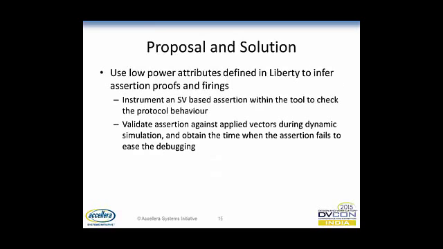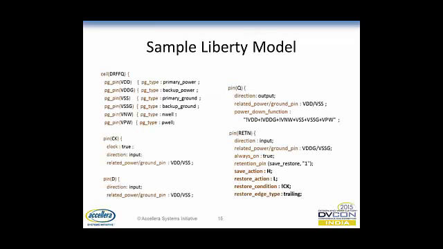So what we are proposing is to use the low power attributes defined in the liberty to infer the assertion proofs and firings. We can instrument an SV-based assertion, that is a SystemVerilog-based assertion, within the tool to check the protocol violation, and the tool can even report at what time that particular violation is happening based on the attributes defined in the liberty. I'll show you an example of that.